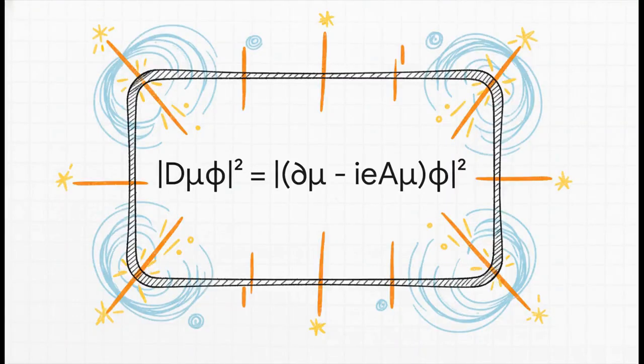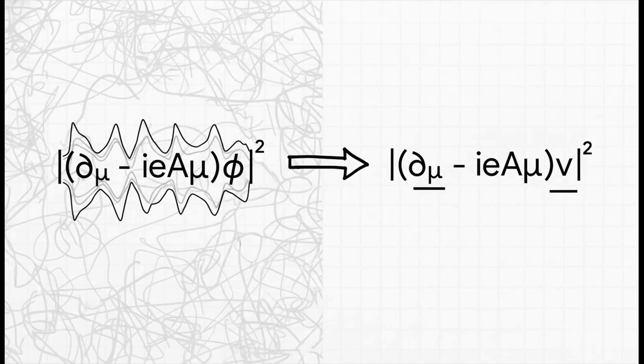Remember, this whole expression represents the energy of motion, the kinetic energy of the Higgs field as it interacts with the universe around it. So now let's look at this interaction in the vacuum, in that lowest energy state. In this state, the Higgs field, phi, isn't flying all over the place. It's settled down to its constant value, V. So all we have to do is replace phi with V in our equation.